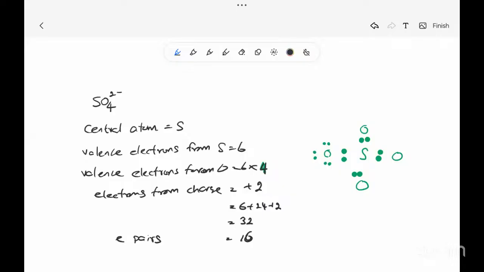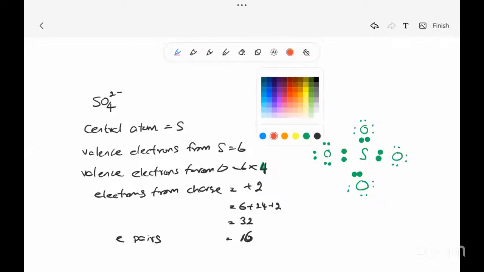Then 16. So we need to place 16. All right. So in order to place 16, we can do like this. Now we have placed 4, 5, 6, 7, 8, 9, 10, 11, 12, 13, 14, 15, 16. So altogether we have placed 16. Then we need to take the formal charges.